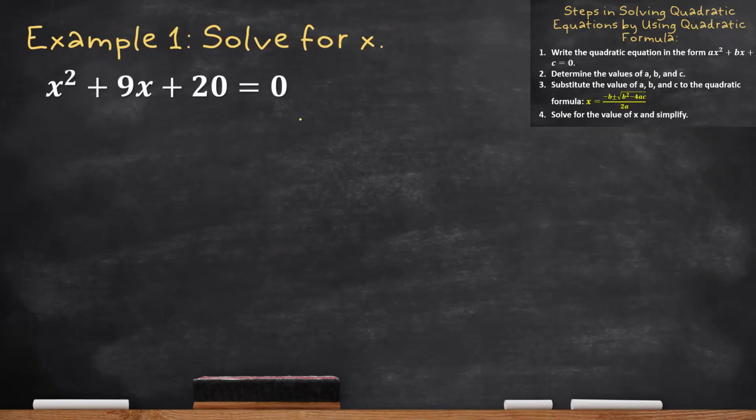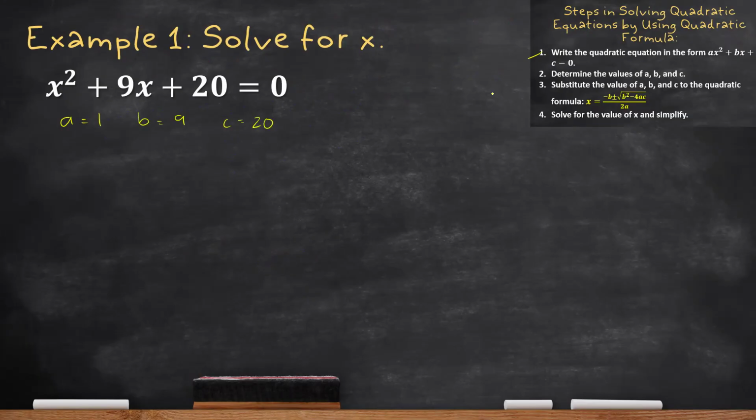We have here x squared plus 9x plus 20 equals 0. Now, step 1. Write the equation in standard form. Naka-standard form na ba? Okay, yes. So, next step natin is determine the values of a, b, and c. So, what is the value of a here? a is 1, b is what? 9, and c is 20.